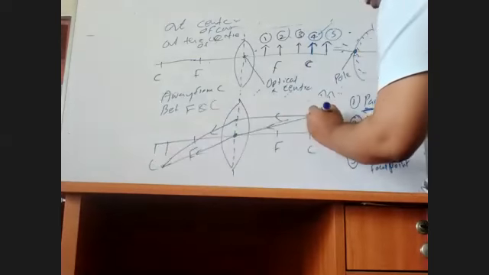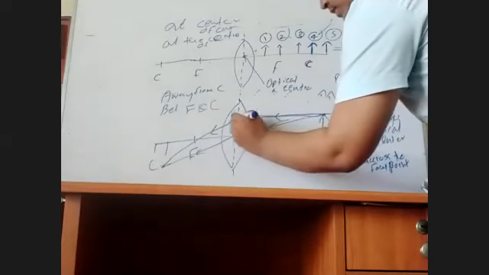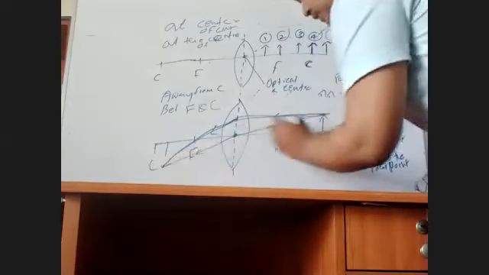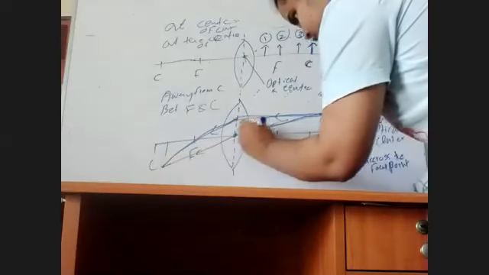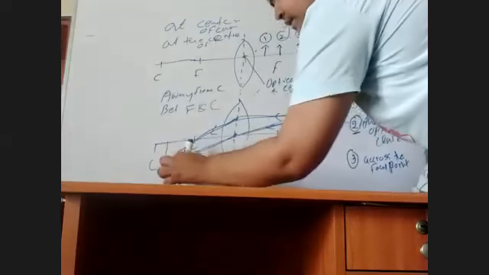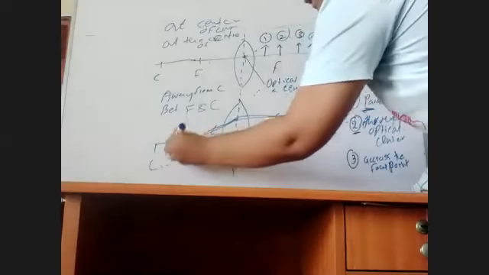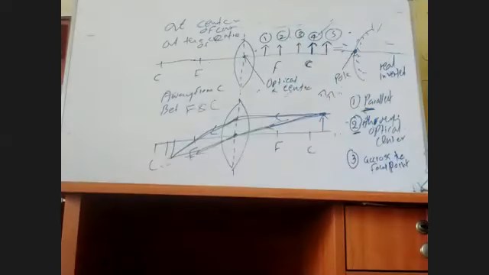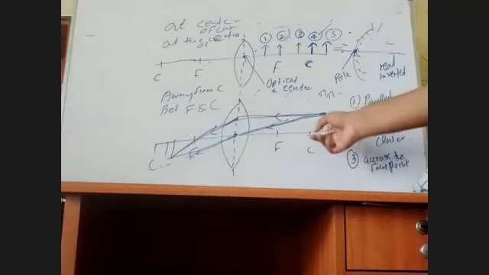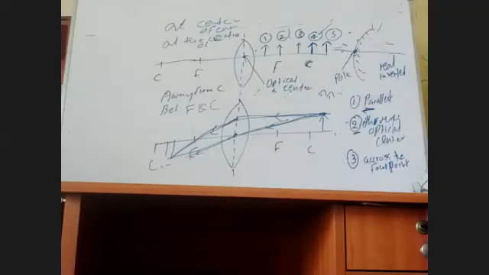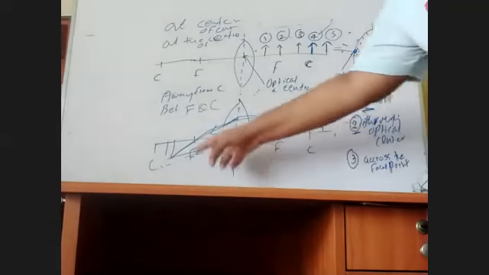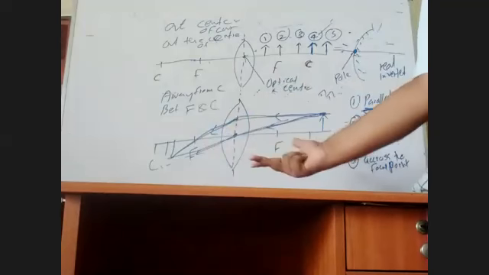Now I am drawing without a scale. If you draw it according to a correct scale, definitely the image size should be smaller than the object size. Okay, you draw, and after this you send me all the ray diagrams you have drawn. So: inverted, real, smaller than the object.